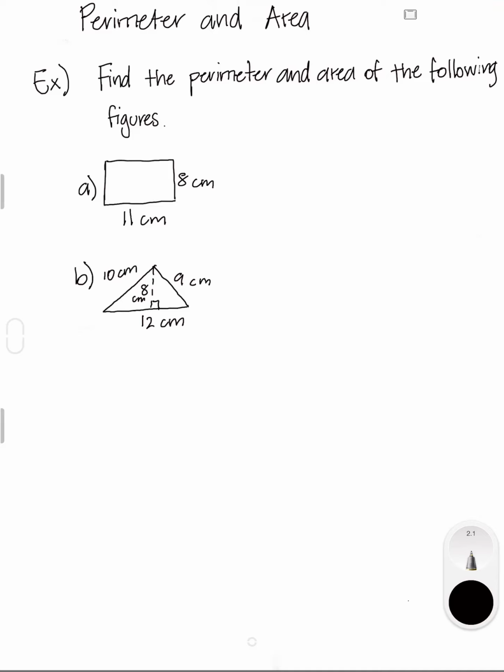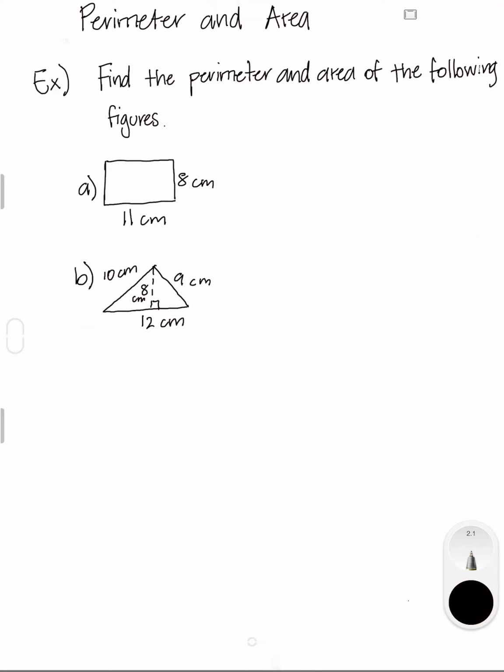Hello everyone, so this is lesson 1.3 and we're going to be talking about the perimeter and area of different figures. You noticed on the previous slide that I gave you a table that showed the formulas for the perimeter and area of different shapes. And right now we're going to go over a couple of examples on finding the perimeter and area of figures.